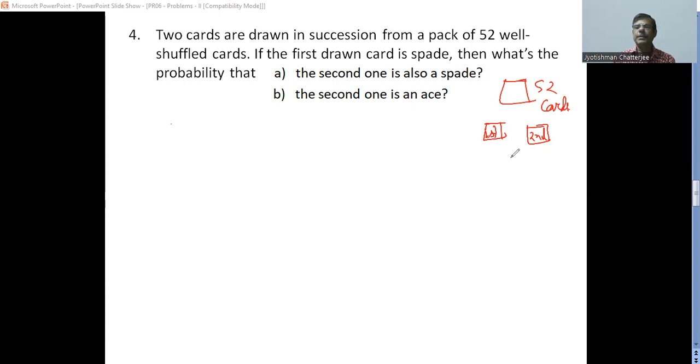So what's the sample space size? You know, that is 52 into 51, because the first card can be drawn in 52 ways, and after the first one is done, the second one can be done in 51 ways. So 52 into 51. That's the sample space size.